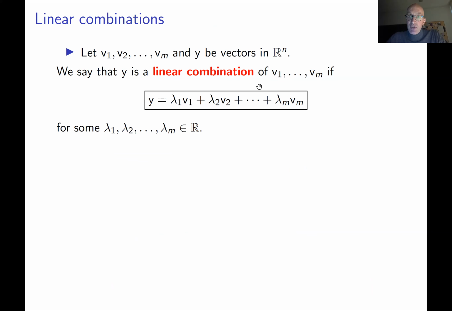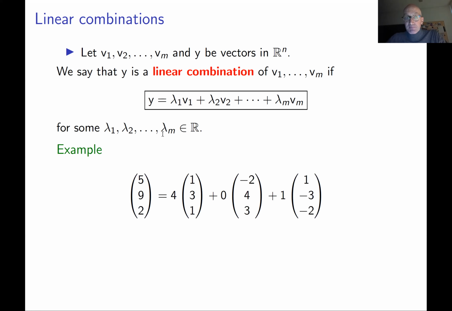So basically, if you multiply the first vector by lambda 1, the second vector by lambda 2, the last vector by lambda m, and you add them, if y is this vector, we say that y is a linear combination of vectors v1, ..., vm. It's very useful terminology. Here's an example. And if you've looked already at some tutorial problems, you can see that there are some problems which use linear combinations.